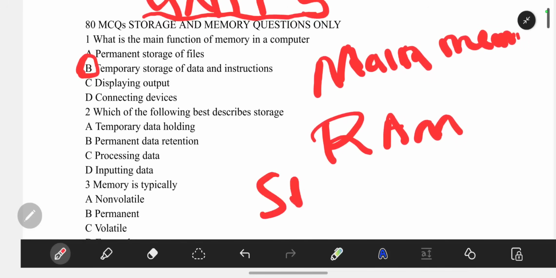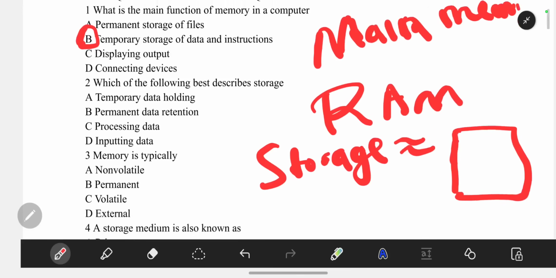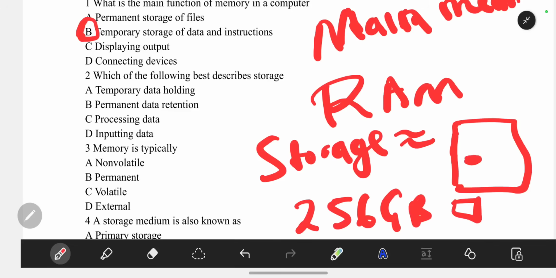When we have storage, on the other hand, storage permanently stores data. Under storage, it is put in a permanent place. For example, if you have your space, which is, let's say, 256 GB, that's your device, whatever space will be used, it will be permanently stored there. Or if you download a book, it will be permanently stored there.